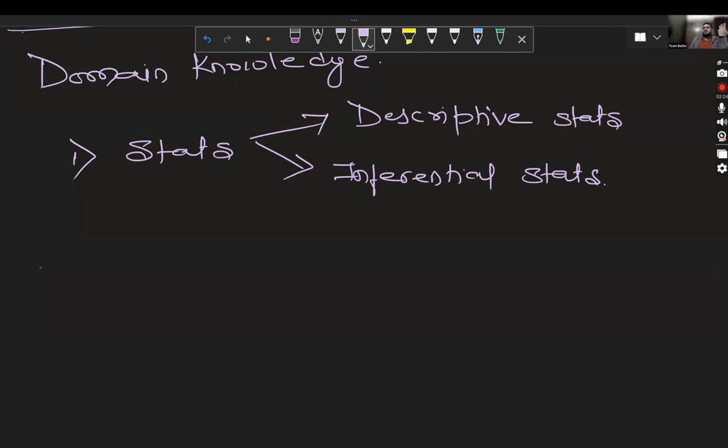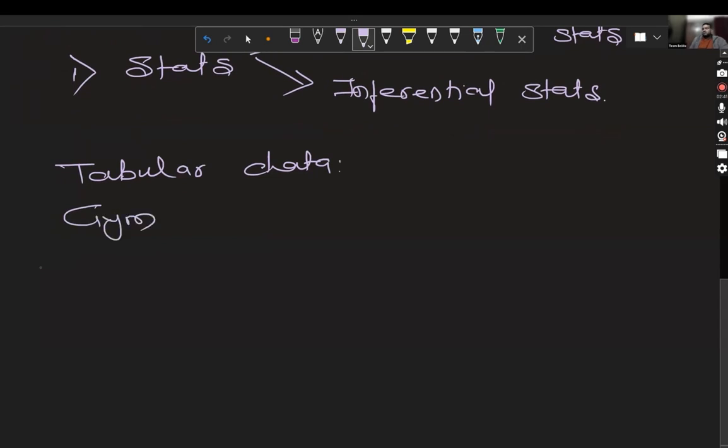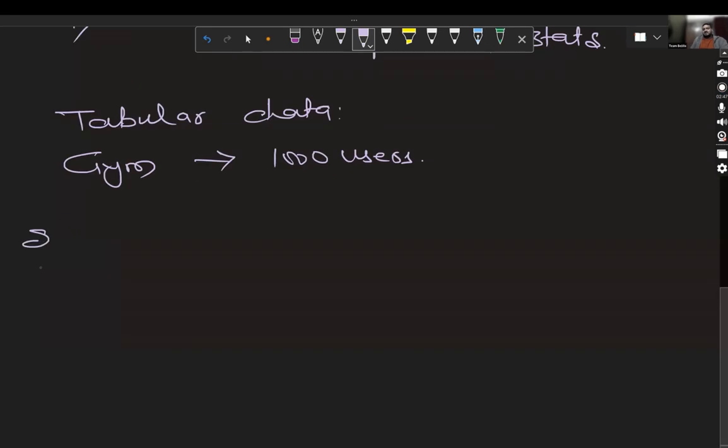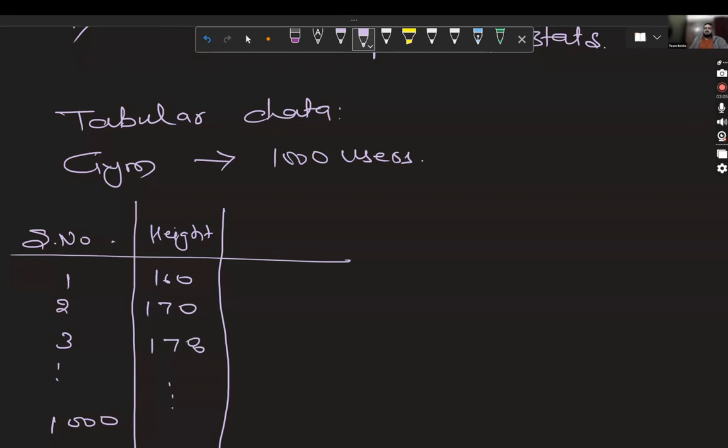Okay, so let's understand what descriptive means. Or let's take a step back first. Let's understand how our data looks. Mostly we get something called tabular data. Let me take a very simple example of a gym. Let's say I have data for 1,000 users of a gym. If I'm collecting this data, 1, 2, 3, up to 1,000. Then let's say I have height. Somebody is 160 centimeters, another person is 170 centimeters, this is 178, this person is 152.